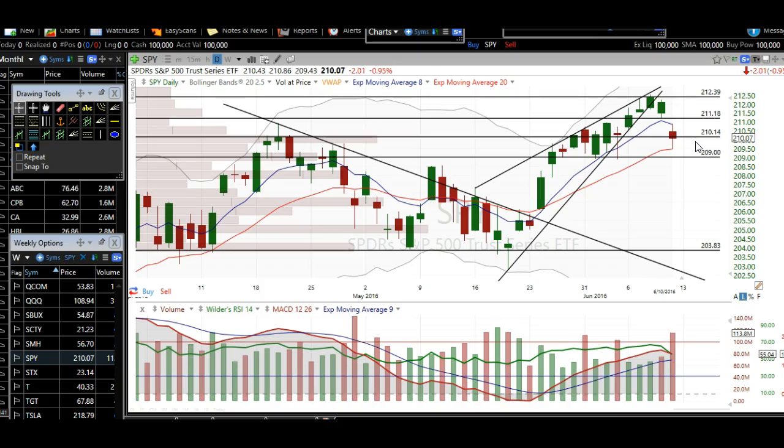We're going to take a look at the S&P 500 chart. We're going to dive deep into it and look at a lot of levels and show what we're seeing and what we saw last week that prepared us for this move to the downside on Friday.